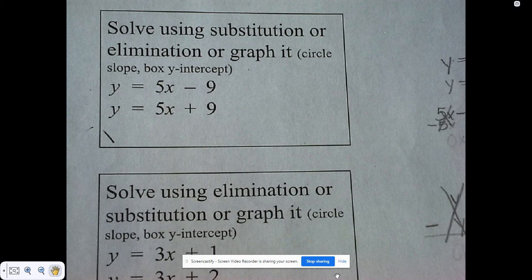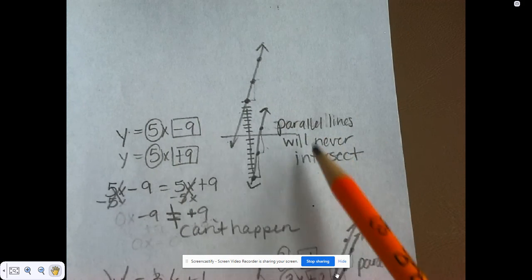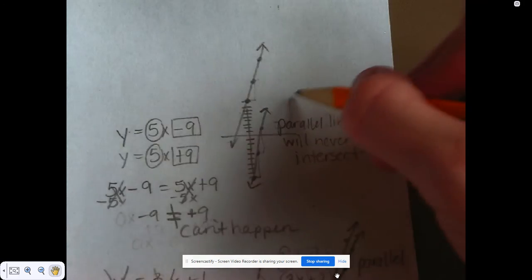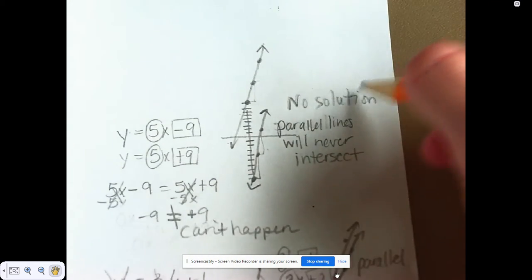If they are parallel lines, that means they will never, ever touch. So over here, you can see that these lines are never intersecting. There is no solution. So I would write no solution to this one because they will never intersect.